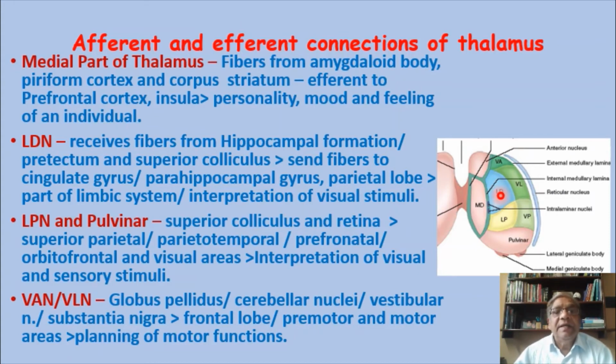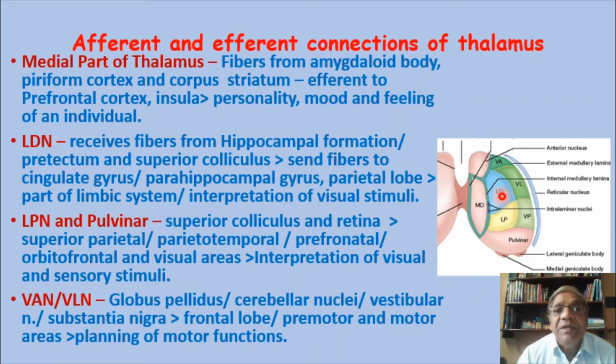LDN means lateral dorsal nucleus, and this receives fibers from the hippocampal formation, from the pretectum and also from the superior colliculus. After relaying in this lateral dorsal nucleus, they send efferent fibers to the cingulate gyrus, parahippocampal gyrus and parietal lobe, and thus it forms part of the limbic system.